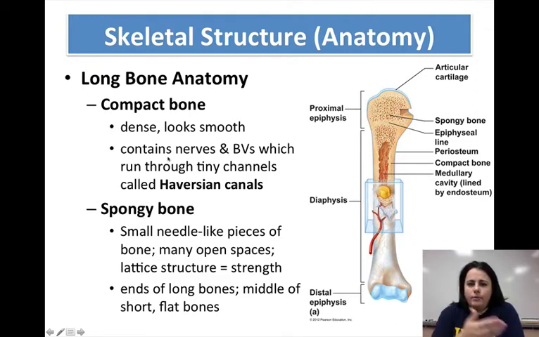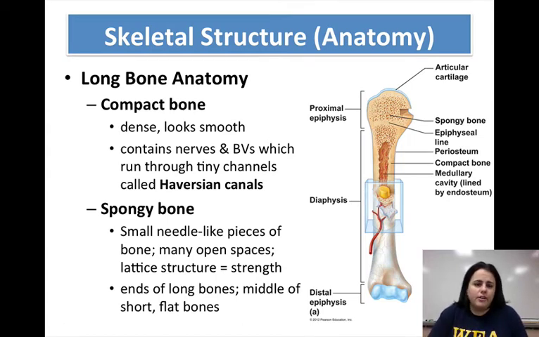Compact bone, like we saw in the picture before, looks very smooth, very dense, very homogeneous, and it's live tissue, though, still. It's not dead material. So there are live cells in there, and it needs a good supply of blood and nerves and everything that it needs for nutrition of cells.